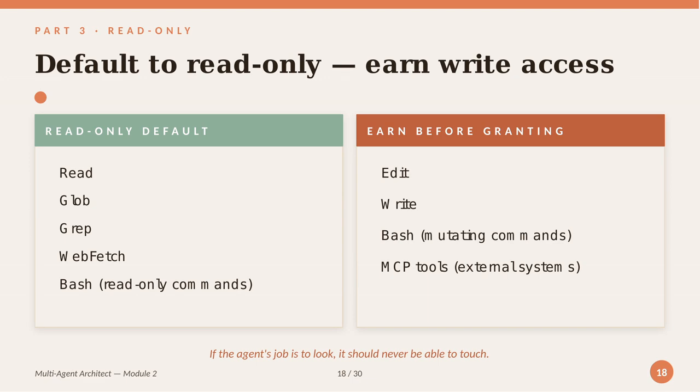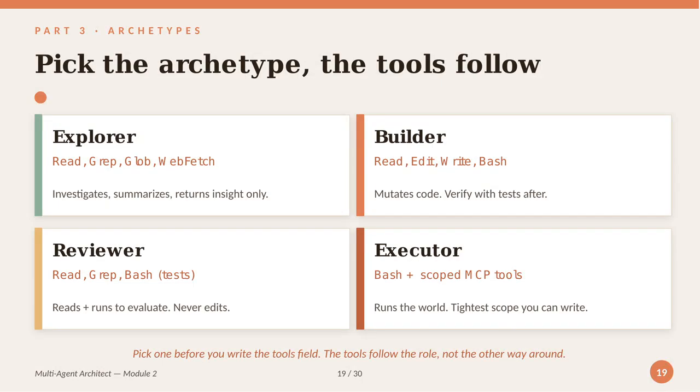Earn the more powerful tools by writing the agent in such a way that they're necessary for the job and the failure modes are bounded. For archetypes that cover almost every production subagent, pick the archetype before you write the tools field. The tools follow the role.